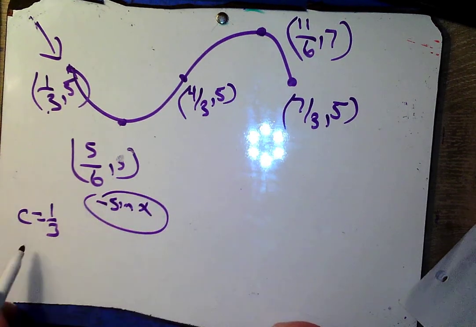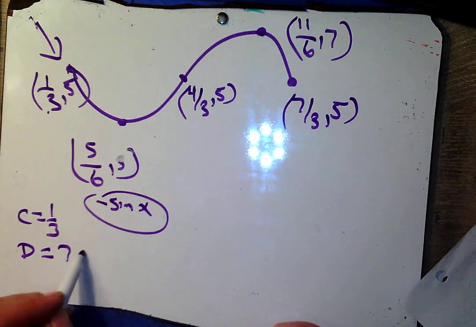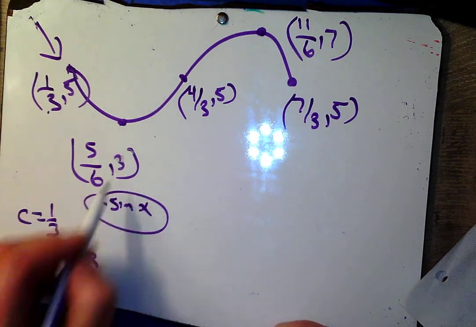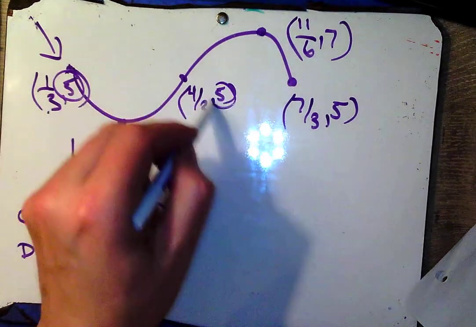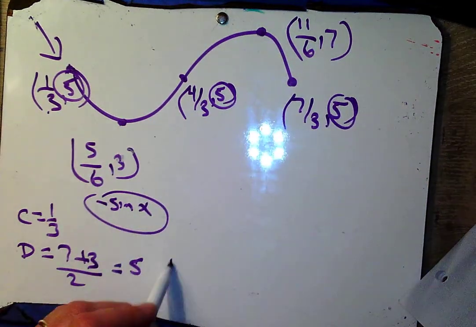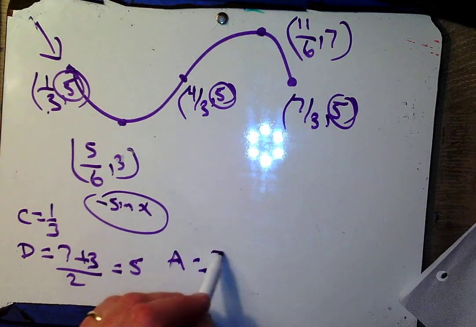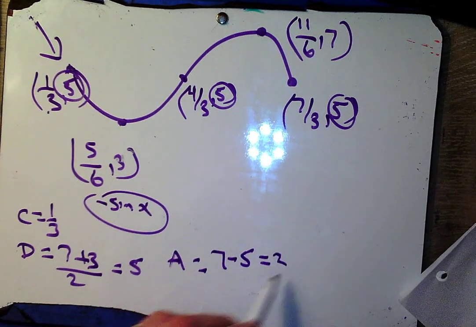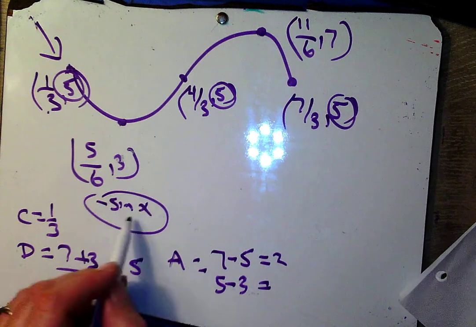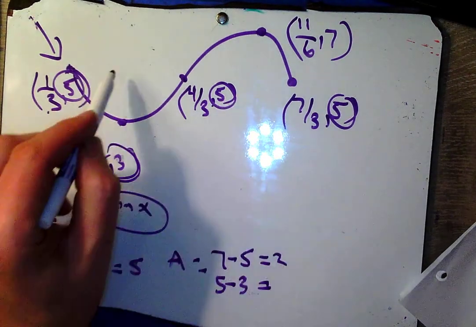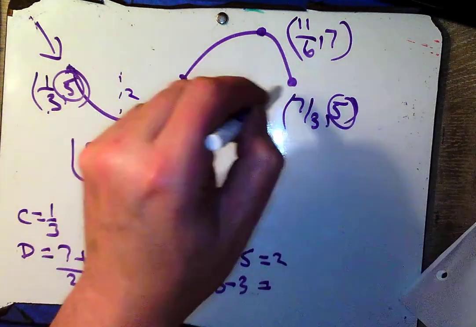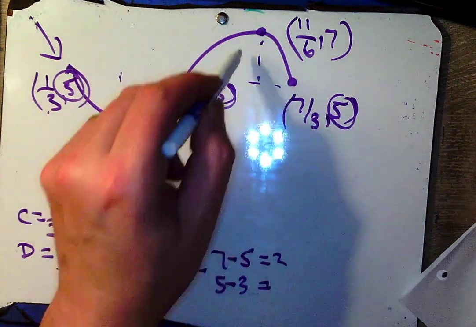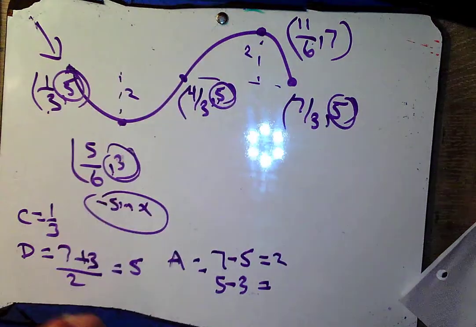Okay. So what's my D? D is 7 plus 3 divided by 2, or 5. Right, that midline. And what about A? Well, A is going to be 7 minus 5, or 5 minus 3. There's that 3. This distance, 5 minus 3 is 2. Or this distance, 7 minus 5 is 2. And so we've got that.